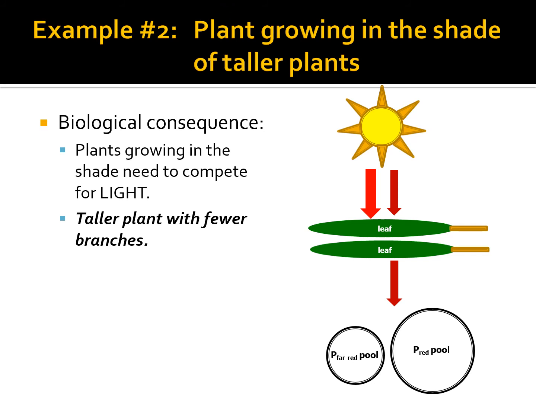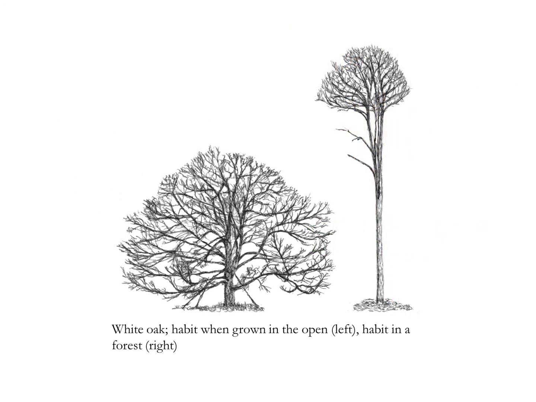So let's go back and look at our picture of the white oak trees that we just looked at a bit ago. So we said that the tree on the right was the one that was grown in the forest situation. So it had to compete for light. So when it was an understory tree, it was in an environment that was saturated with far red light. And because of that, there was more phytochrome red in its leaves than phytochrome far red.